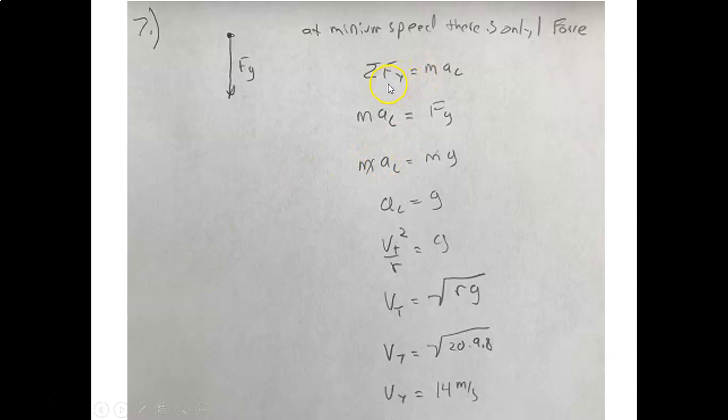So basically, what we're going to say is that the force in the y direction equals mass times centripetal acceleration. The mass times acceleration equals my one force, my net force, which is just the force of gravity. And so what we get is that a sub c equals g. Substituting in v_t squared over r for a sub c, we get that the minimum tangential velocity I can go is equal to the square root of rg. Notice mass cancels out again. And so the minimum speed I can make it is 14 meters per second.